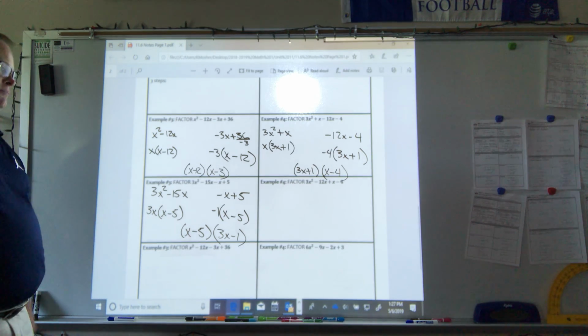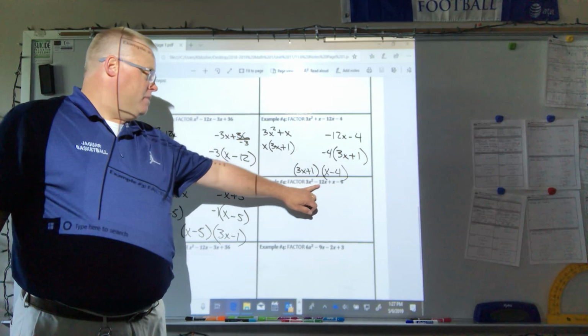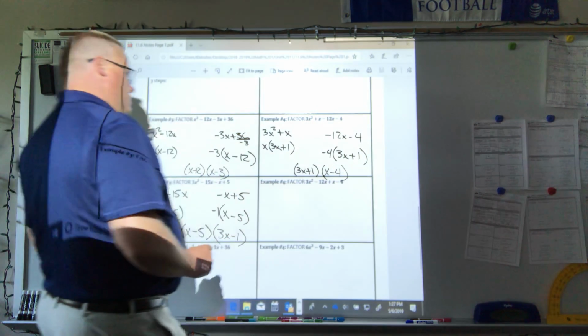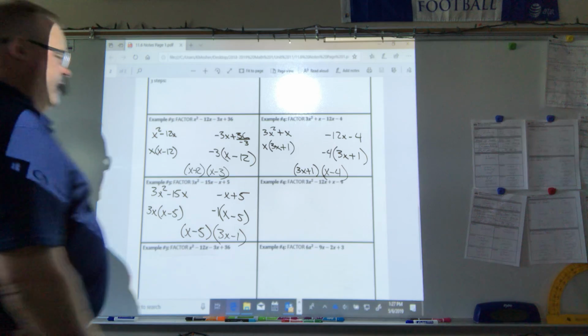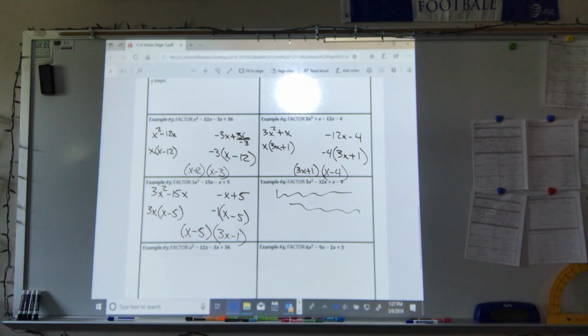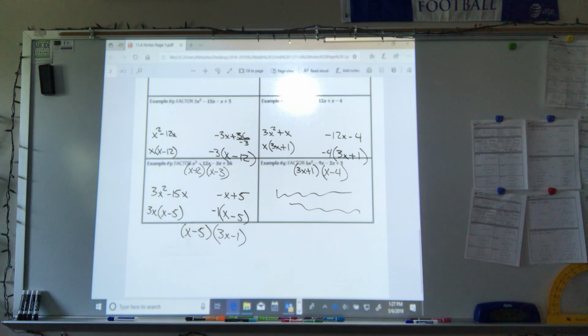Okay, 3x squared minus 12x plus x minus 4. Group, we already did that one? We have. Don't need to do that one. We'll do the bottom two. Sorry about that. Didn't notice that they were the same.